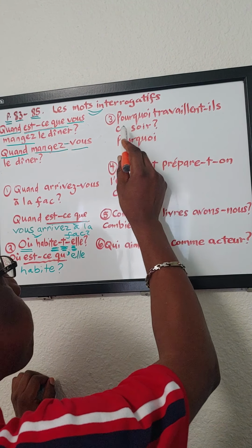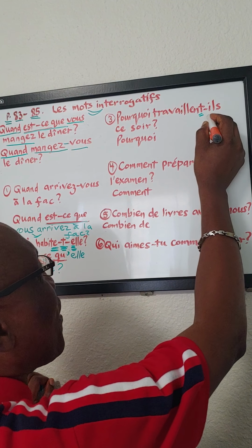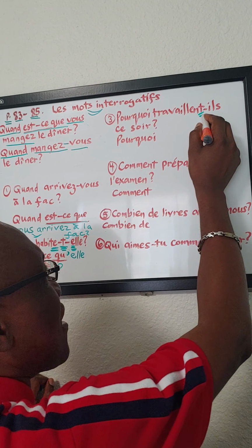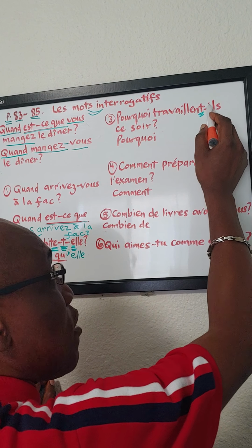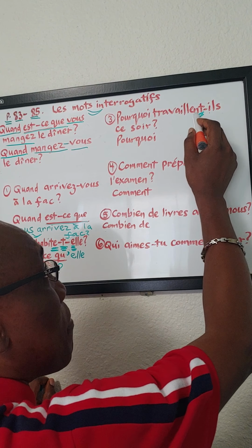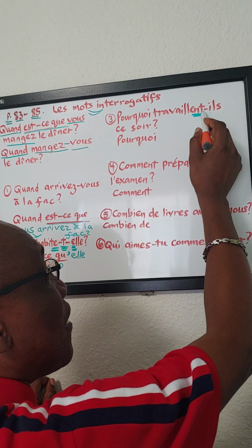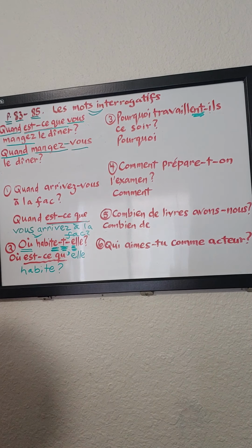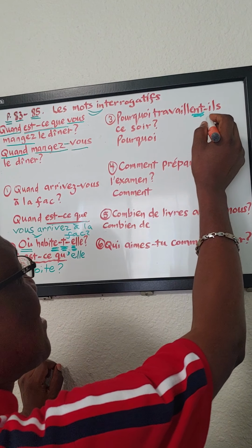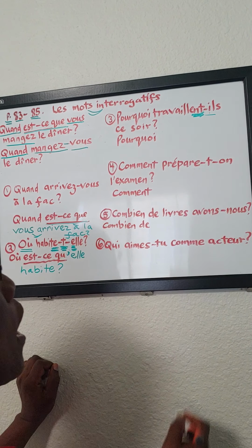Okay. Question numéro 3. Pourquoi travaille-t-il? Okay, we didn't do the T because this is not a vowel. When two vowels meet, you put a T in between. But this does not end with a vowel, so you don't put any T. The T is already there. Pourquoi travaille-t-il? Pourquoi travaille-t-il ce soir?